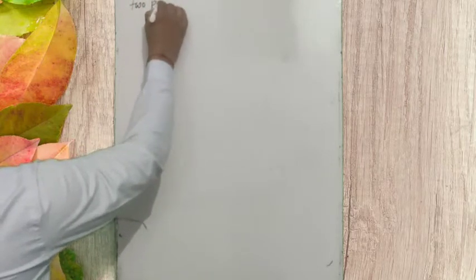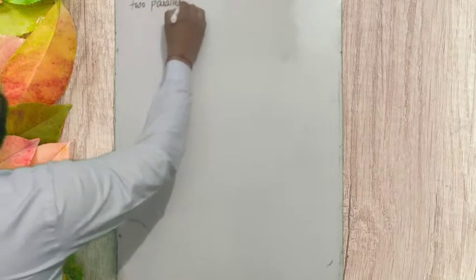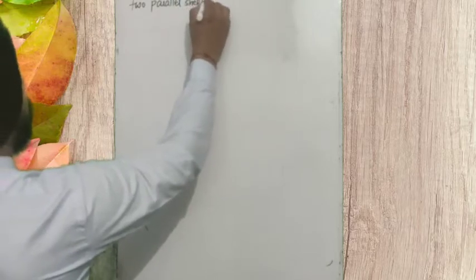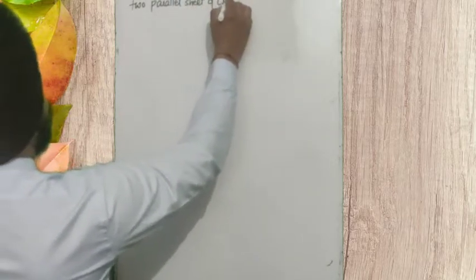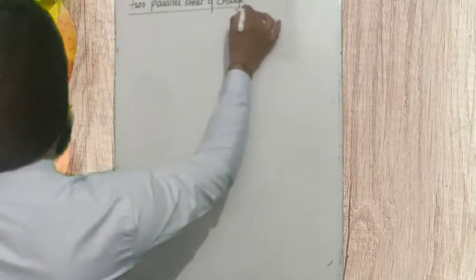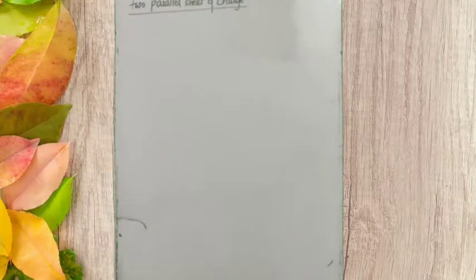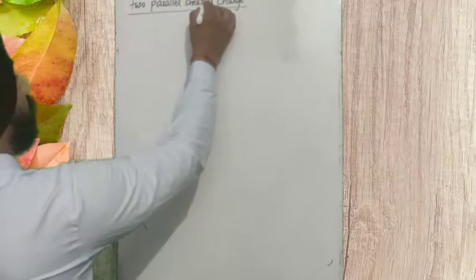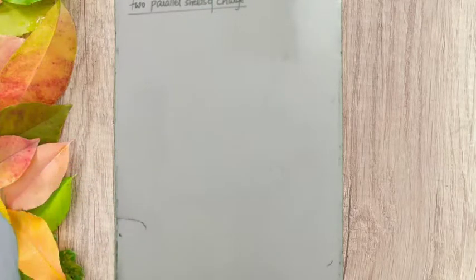Here we have two parallel sheets of charge. Due to the combination of these two sheets, we need to calculate the electric field at different points.